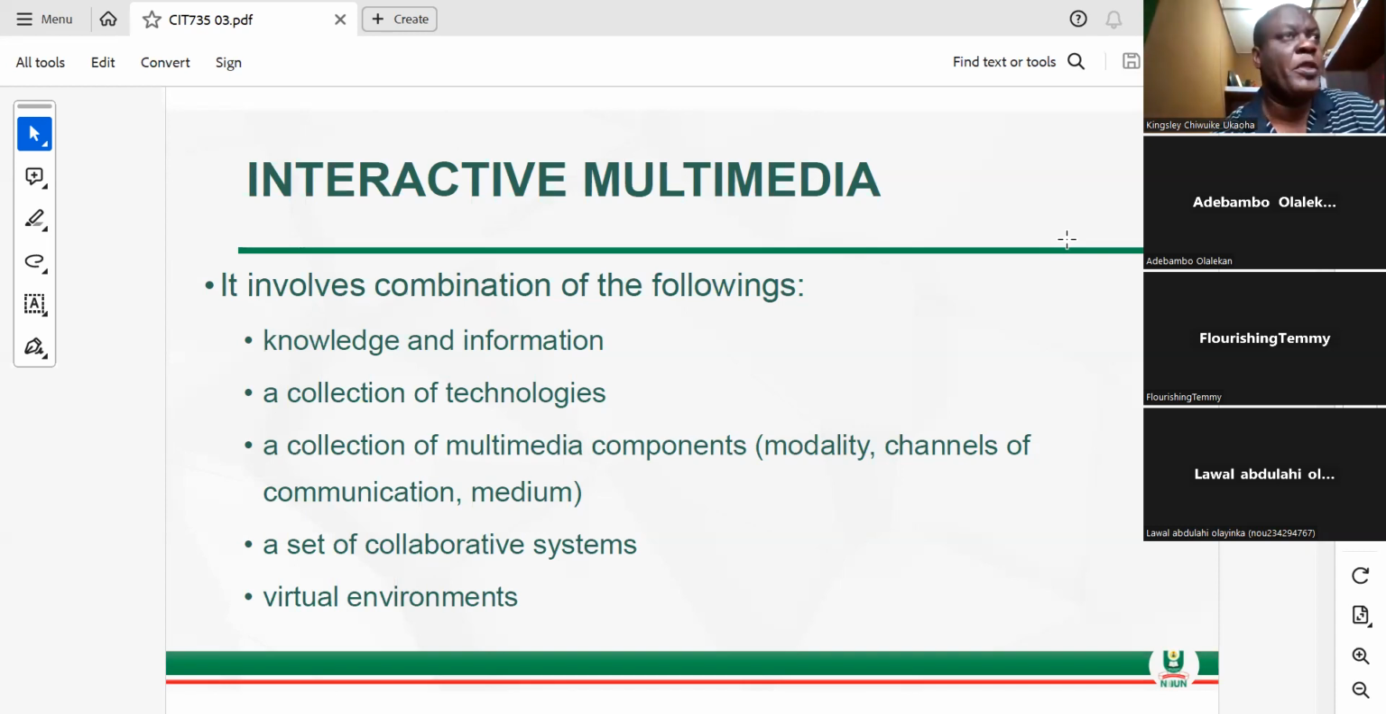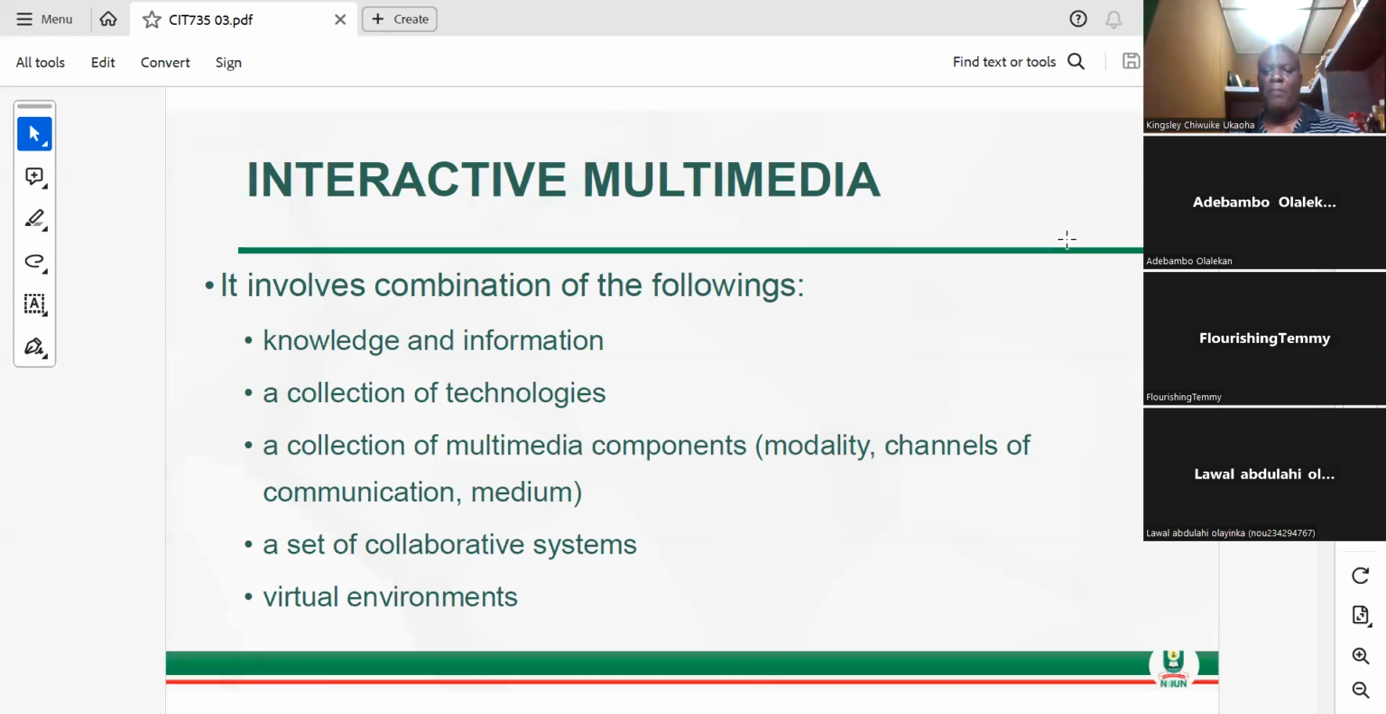a computer video game can be an interactive multimedia. The video itself, that is the game itself, contains knowledge and information. That is everything about the script, how it was written before it goes to the end, was knowledge or information. Collection of technology, you have the computer itself, you have the video machine that was used to film it, you have several other technologies that came together, audio recorder, that were used in producing that particular film.